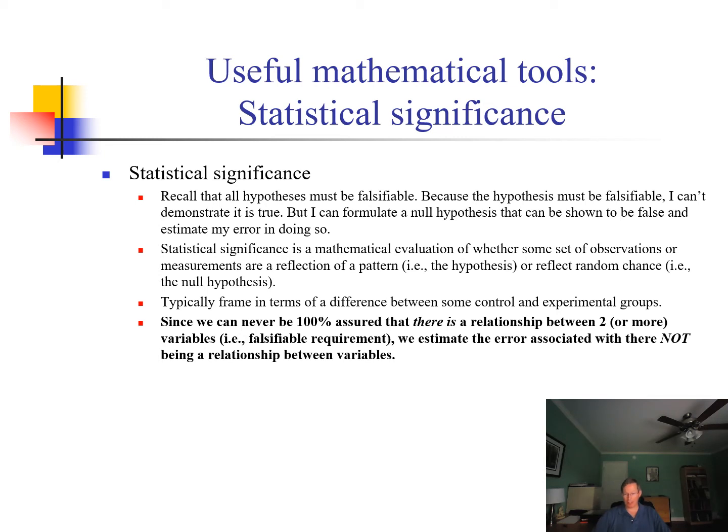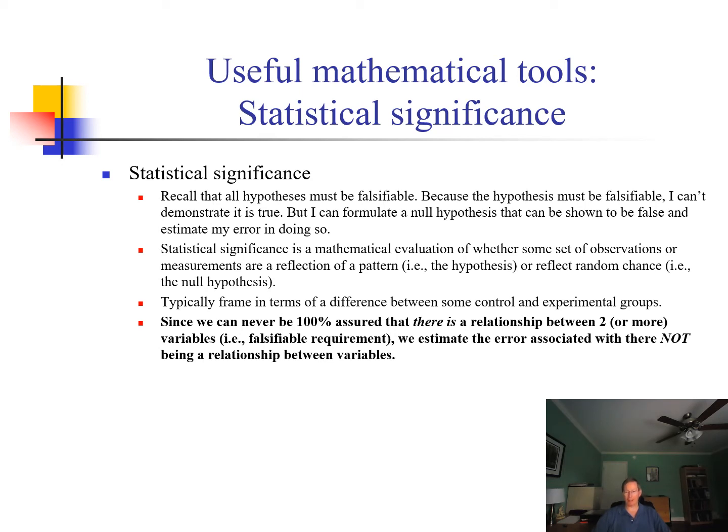Now remember, I said before that all hypotheses have to be falsifiable. And because a hypothesis has to be falsifiable, I can't demonstrate that it is true. But I can make a null hypothesis, and when I make this null hypothesis, I can show this to be false. And furthermore, I can estimate my error in doing that. And that's what the statistical significance is.